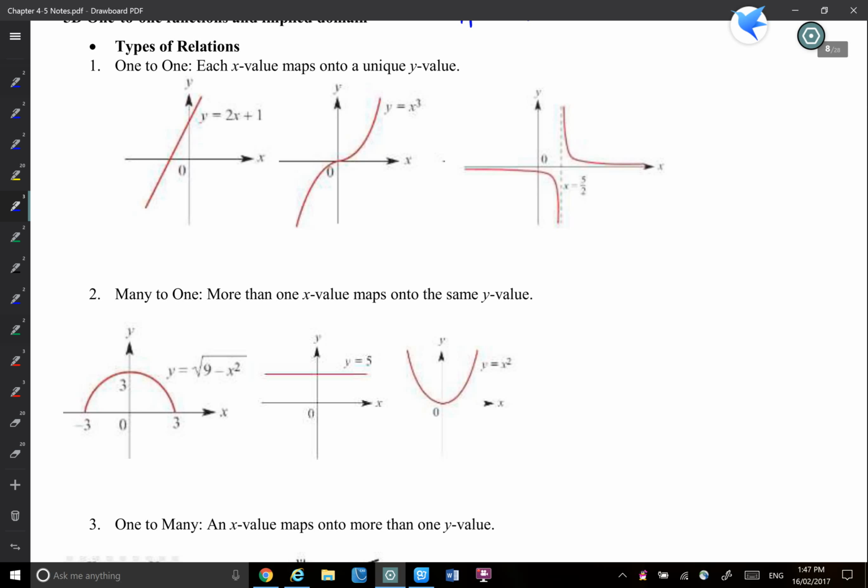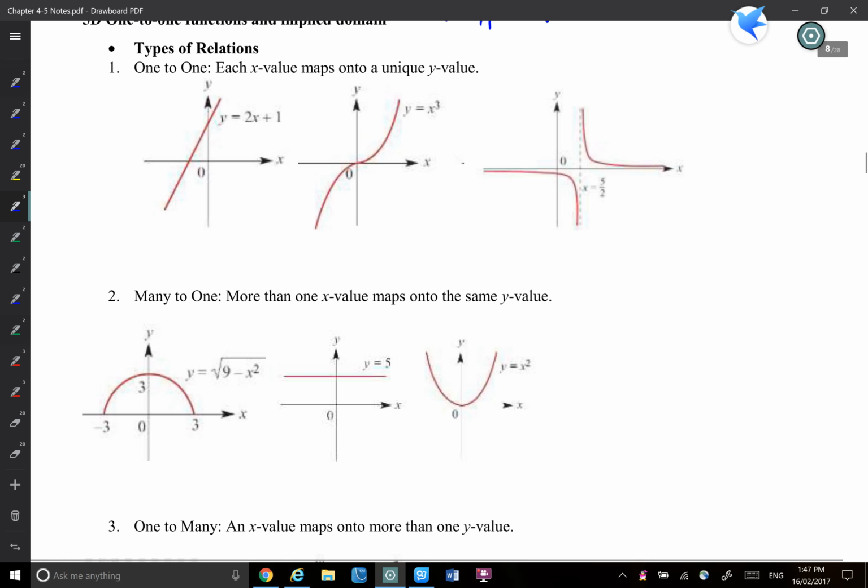So what is a 1-to-1 relation? In a 1-to-1 relation, each x will only go to one y value, and each y value can only give you one x value. Can you see that's a 1-to-1 function? So each x corresponds to one y value. So that's a 1-to-1 function. I will tell you how to know whether a function is 1-to-1 or many-to-1.